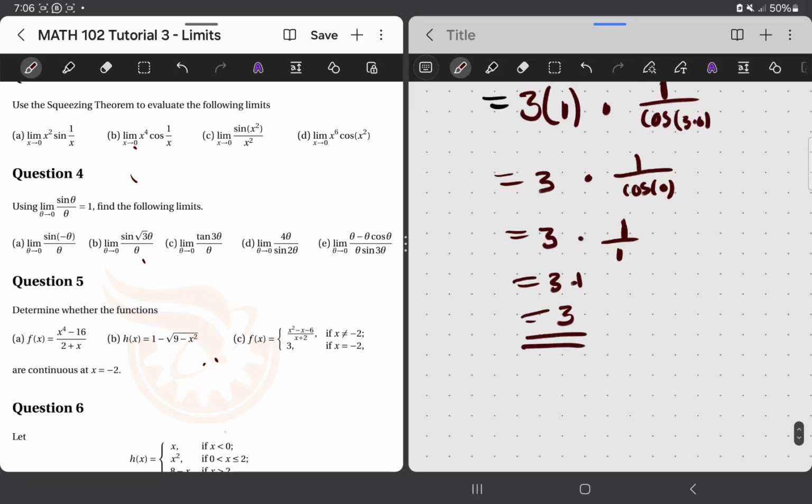Your final solution is just a 3, and that is how you solve this part C. You should remember that when it's tangent, you change it to sine over cos. Then the rest will fall into place. You can rewatch it, and just make sure when you get something like this, you can do it.